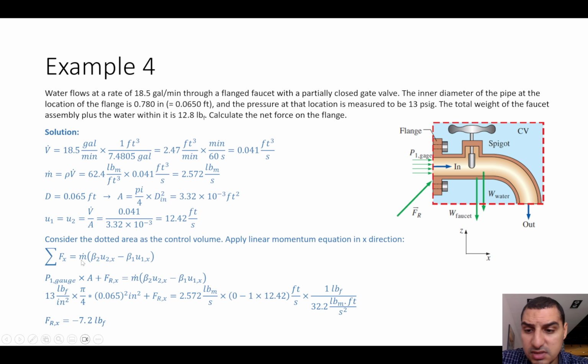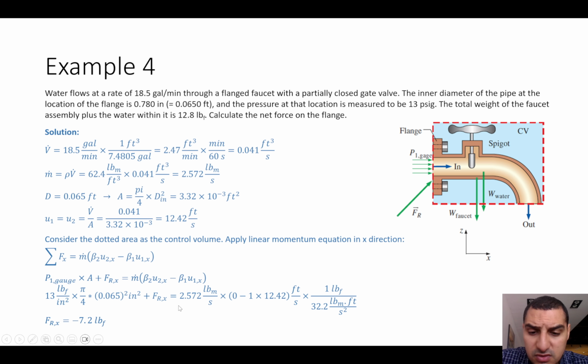The summation of forces is m times beta 2 u2x minus beta 1 u1x. So the P1 gauge times A is the pressure force, and this is the reaction force. Of course, the reaction force in x direction is positive because the assumed reaction force is in the positive x direction.